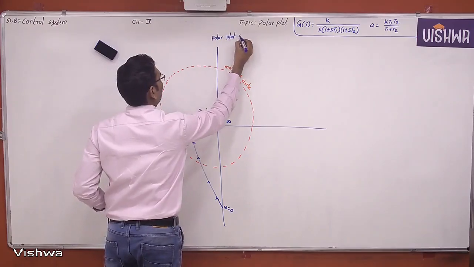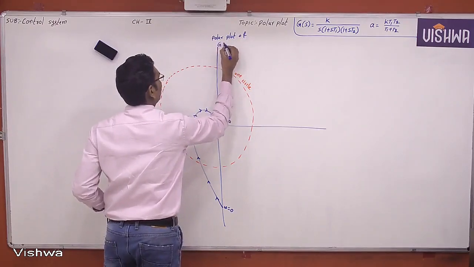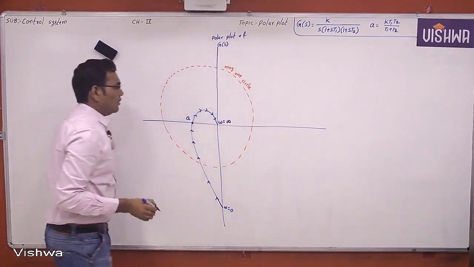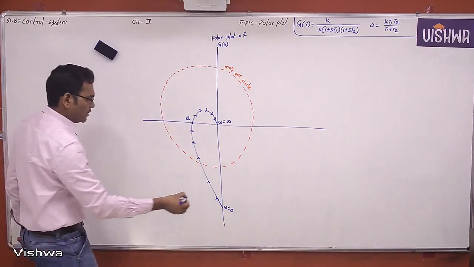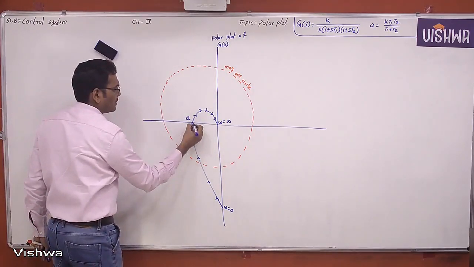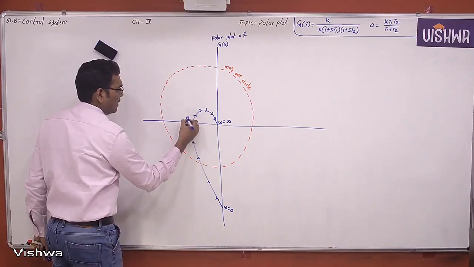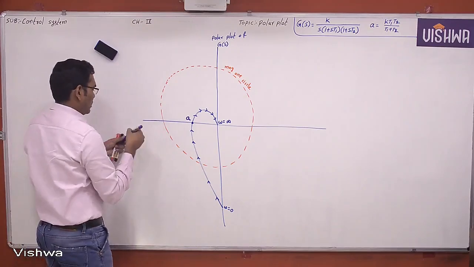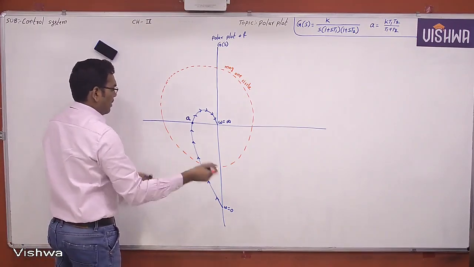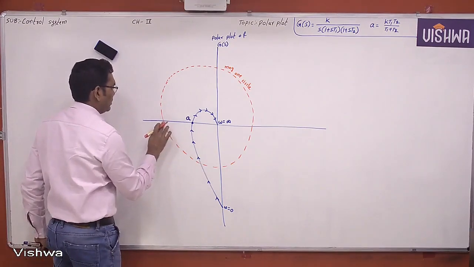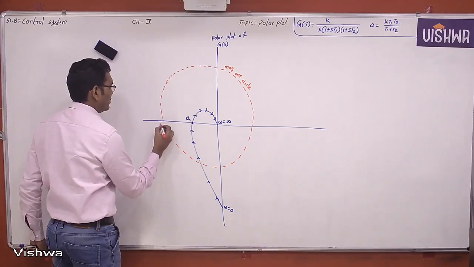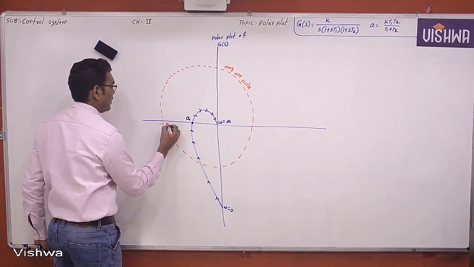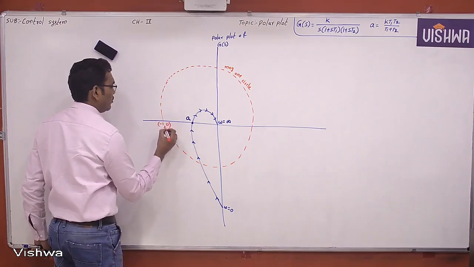This is the polar plot of the open loop transfer function, where the polar plot crosses the negative real axis. That magnitude A is important. And now this is the minus 1 comma 0 point. You know that. This is the negative real part, this is minus 1, no imaginary part. This is the minus 1 comma 0 point.